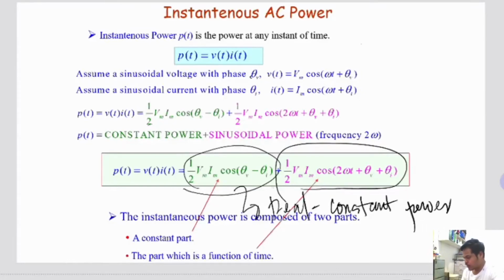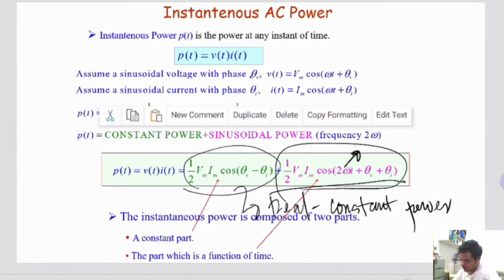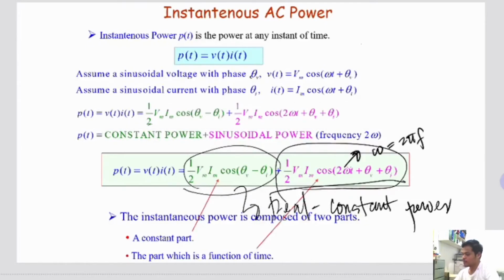And this part here is what we call the sinusoidal power, since it has its own frequency. Here we have the frequency omega. Omega is defined as 2 pi f. Frequency is usually given as 60 hertz, or sometimes it's given as 50 hertz.